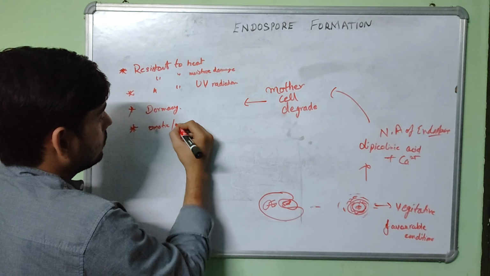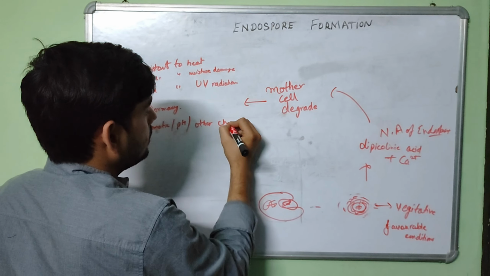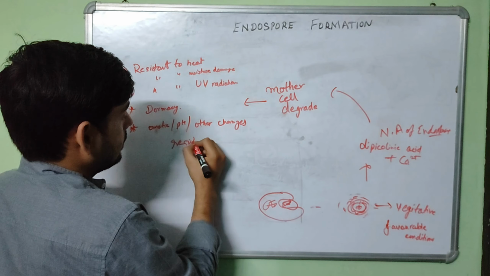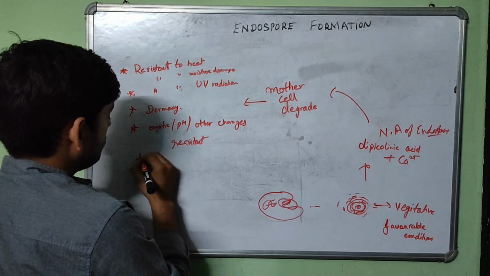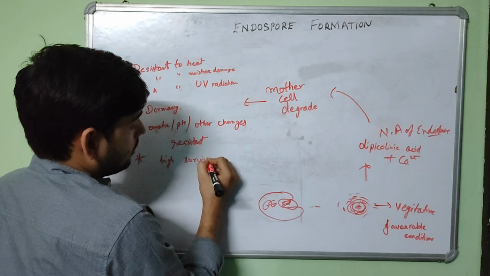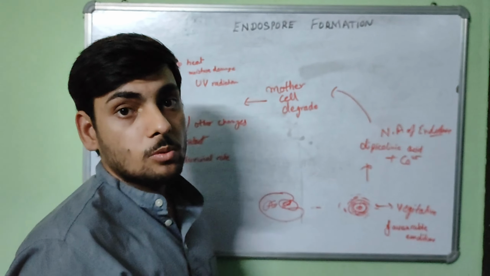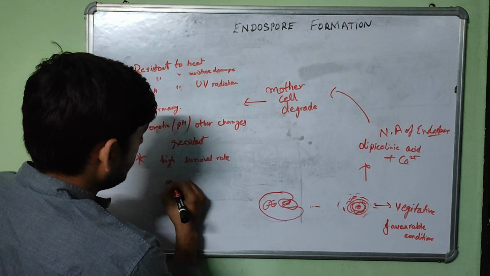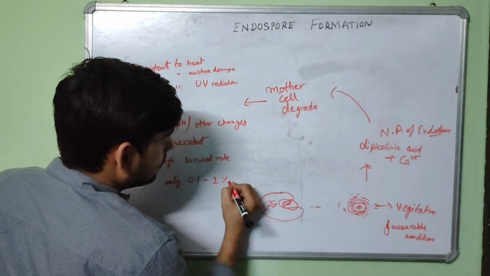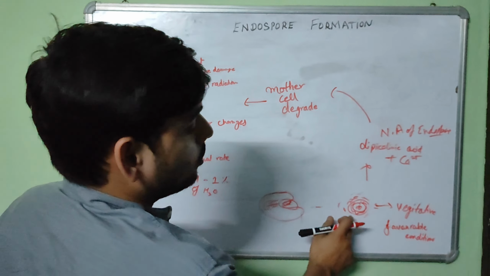So heat resistant, moisture resistant, UV radiation resistant, dormancy, and also resistant to osmotic, pH and other changes, with a high survival rate. And the special thing about this endospore is that it contains only 0.1 to 1% of water inside the endospore cell.